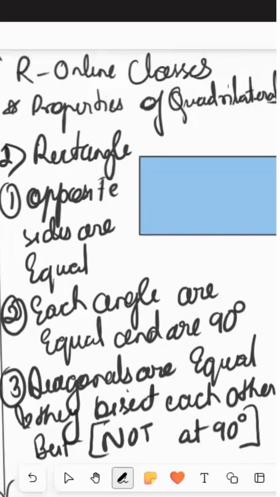So that means if I draw two diagonals, as you can see, they basically bisect each other and they are equal, but they are not making a 90 degree angle. As you can see, this angle is smaller compared to this angle. So they do not bisect at right angle.